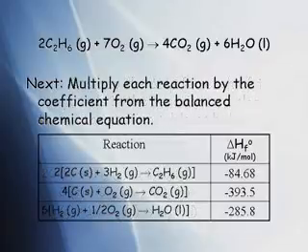We're next going to multiply each of the reactions by the coefficient from the balanced chemical equation. So because there are 2 C2H6s, we need to get 2 C2H6s in our reactions below. So we multiply that by 2. For the carbon dioxide reaction, we multiply by a coefficient of 4. And for the water, we multiply by a coefficient of 6.